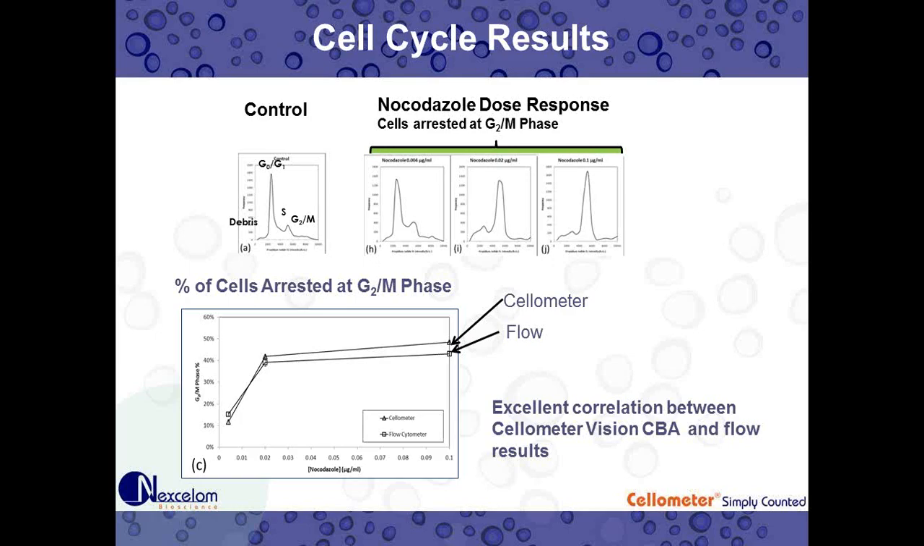And we also did a comparison of these samples on flow cytometry and showed excellent correlation with about 10% of cells at the G2M phase before treatment in our control and 40% in the G2M phase following drug treatment.